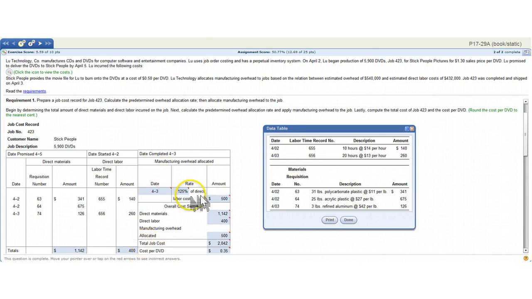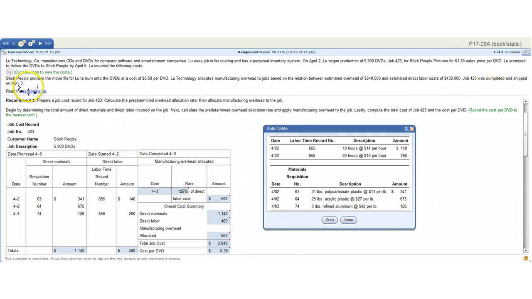And then we have our overhead allocation. Now we don't record actual overhead to our jobs, but we use a predetermined overhead rate. And you may have calculated these things backwards, because I think your answer was 80%, which I think is just backwards. In this case, it tells us that the estimated overhead for the year is $540,000, and our estimated direct labor costs are $432,000. So we divide 540 by 432, and that's how we come up with 125% of the direct labor costs.